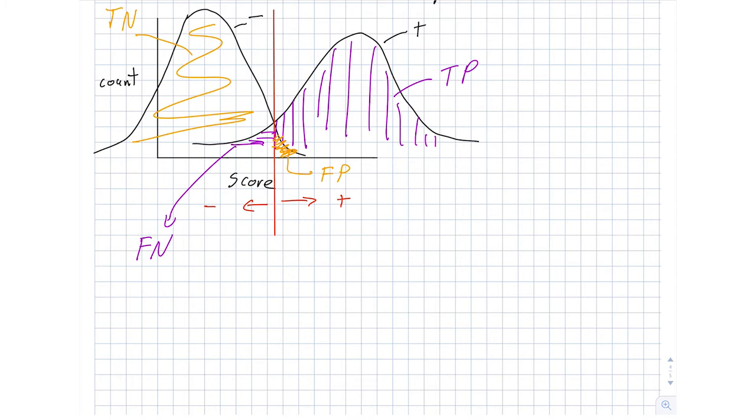So this is sort of an ideal scenario where our false negatives and our false positives are actually relatively small areas. So it's easy to define an appropriate threshold here.